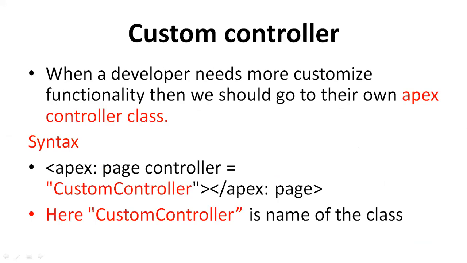Custom controller is a very important one. That means in our program, you are writing the custom controllers. Here, you are writing simple classes. When a developer needs more customized functionality, then you go to your own Apex controllers. For example, in the Apex page, controller equals custom controller. This is the name of the controller here.